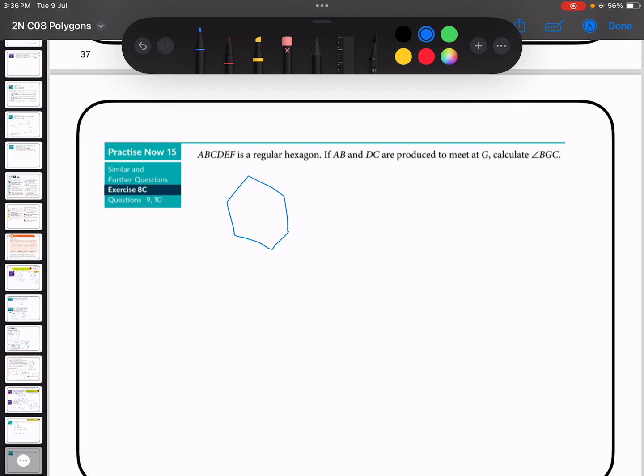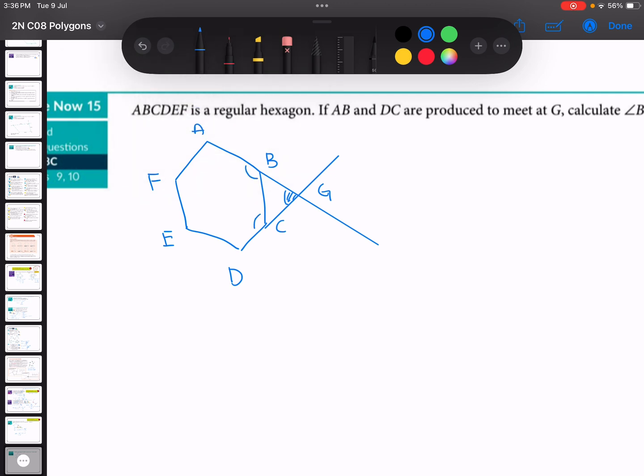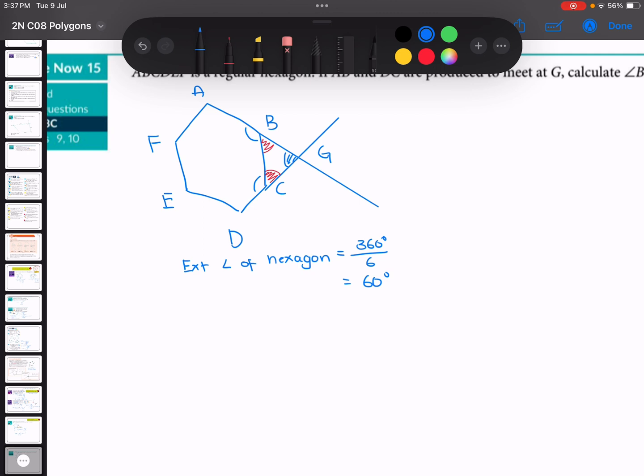Okay? I have A, B, C, D, E, F. So I lengthen my AB. I lengthen my DC. And they cut at G. I'm looking for this angle. Same thing, you'll find that this triangle consists of two exterior angles. Okay, so let's find the exterior angle first. My handwriting is atrocious. So if these two exterior angles are 60 each, then obviously I am looking at an equilateral triangle.